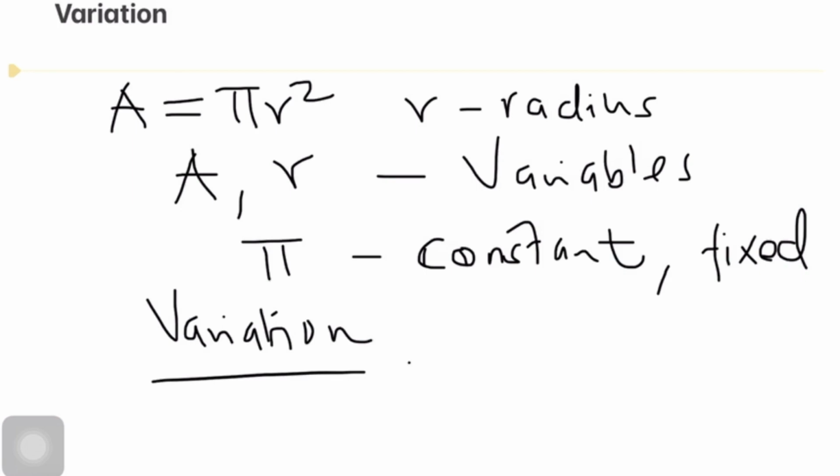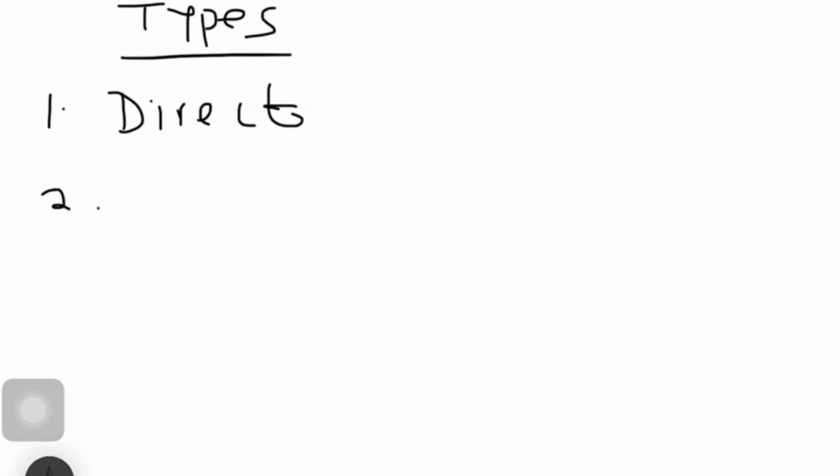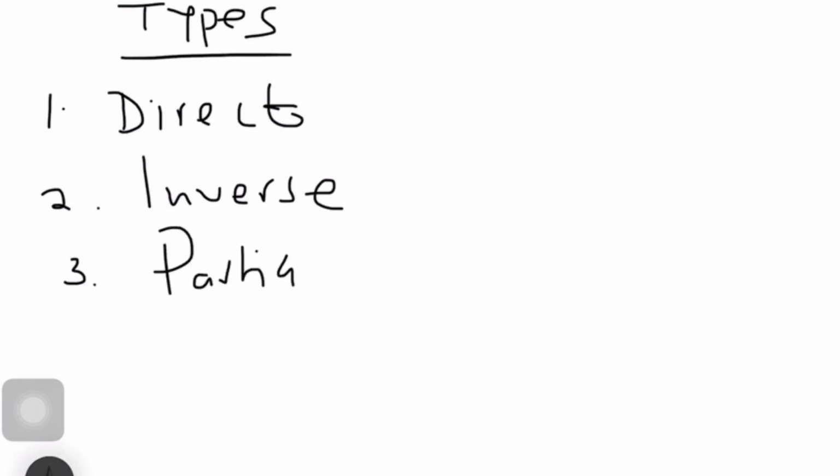We have different types of variations. Number one, we have direct variation. Number two, we have inverse variation. Number three, we have partial variation. And number four, we have joint variation. We will look into each of them and work out some examples.